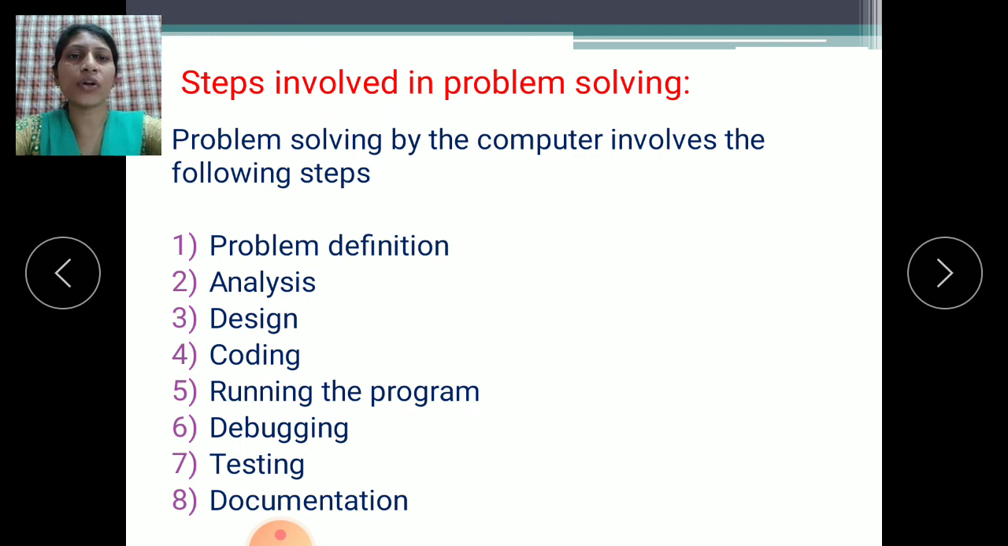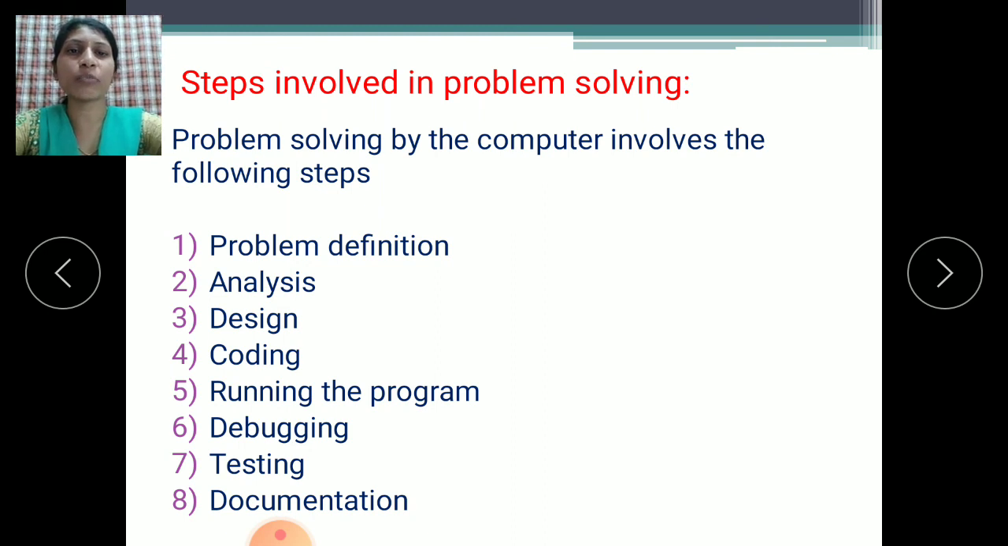Then running the program. After writing the coding of the program, run it on the computer. It will run on the computer. Then debugging. If you run your program on the computer, it will find the errors. Means find the mistakes. Then finding those mistakes and correcting those mistakes is called debugging. Then testing means after running the program and correcting the errors, it will test your program. Means whatever input you have given, is it correct or not. Whatever output the computer has given, is it correct or not, it will test. That is called testing of the program.